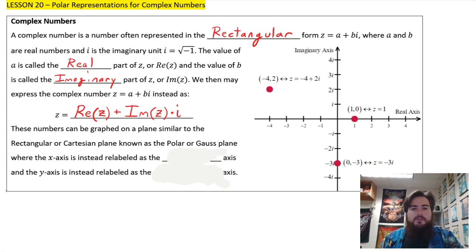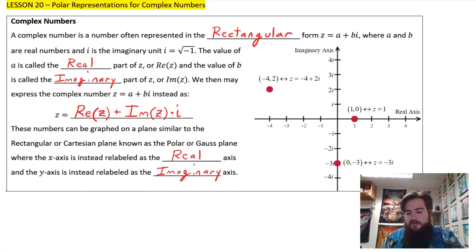These numbers can be graphed on a plane similar to the rectangular or Cartesian plane that is known as either the polar or the Gauss plane, where the x-axis is instead relabeled as the real axis, and the y-axis is instead relabeled as the imaginary axis. We have a couple examples here on the right side.